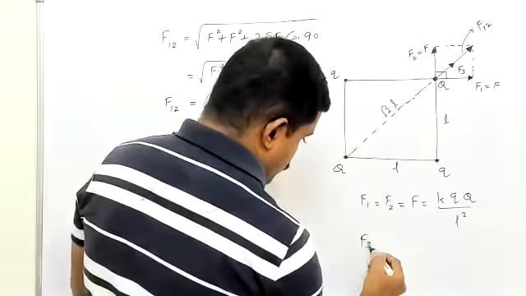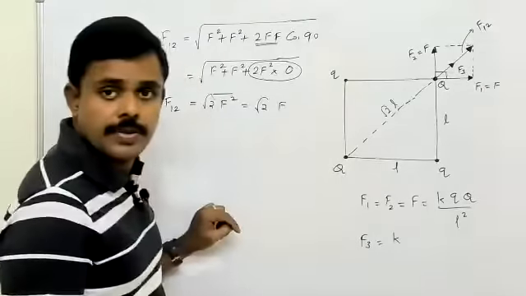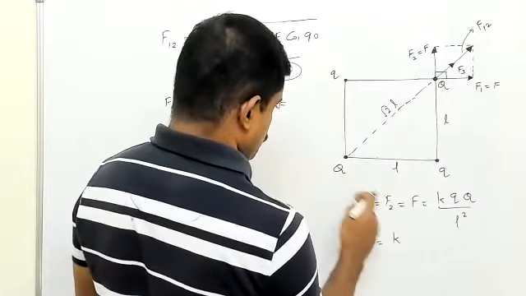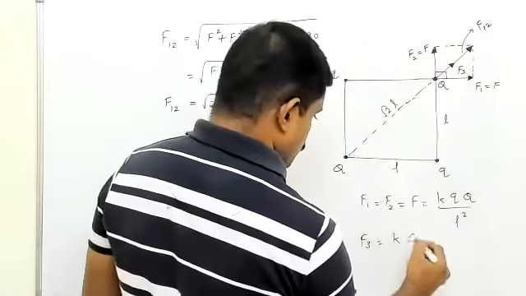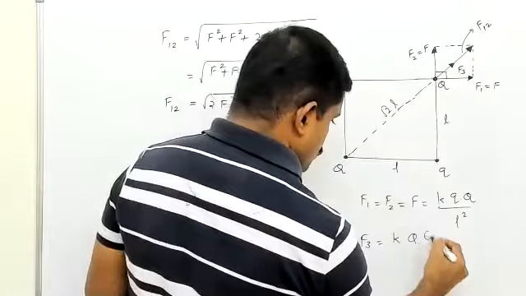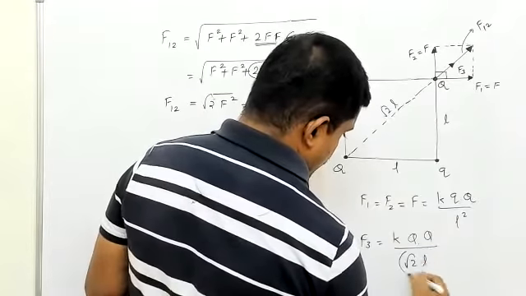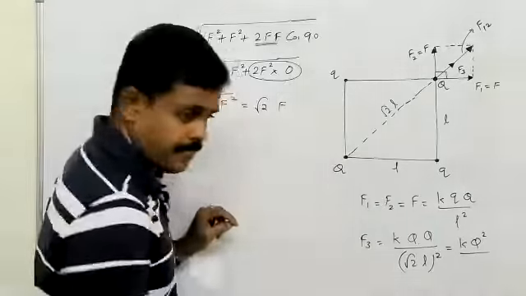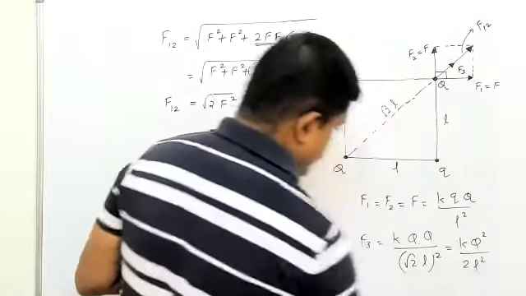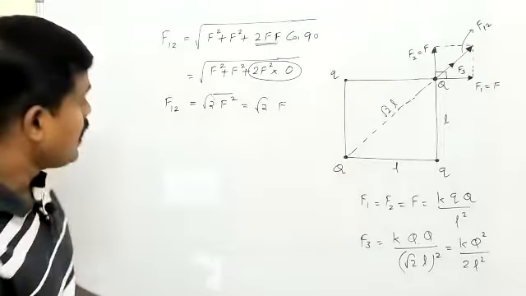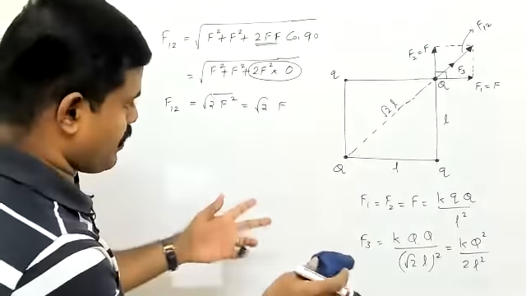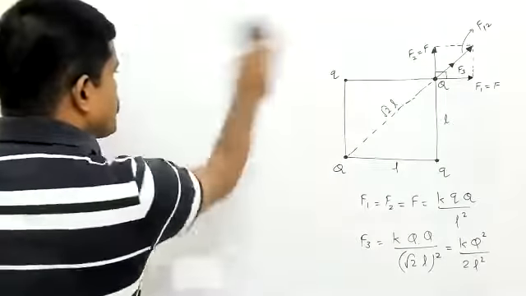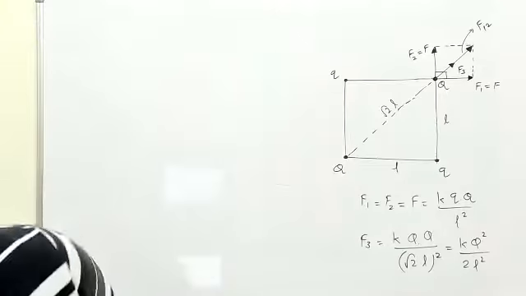What is F3 now? K into the charges, Q and Q. Q into Q by root 2 L the whole square. That is equal to K Q square by root 2 L square, which is 2 L square. So I don't have to find it separately, I can directly find it. I won't need this. That is to be done for another type of question. I'll tell you.